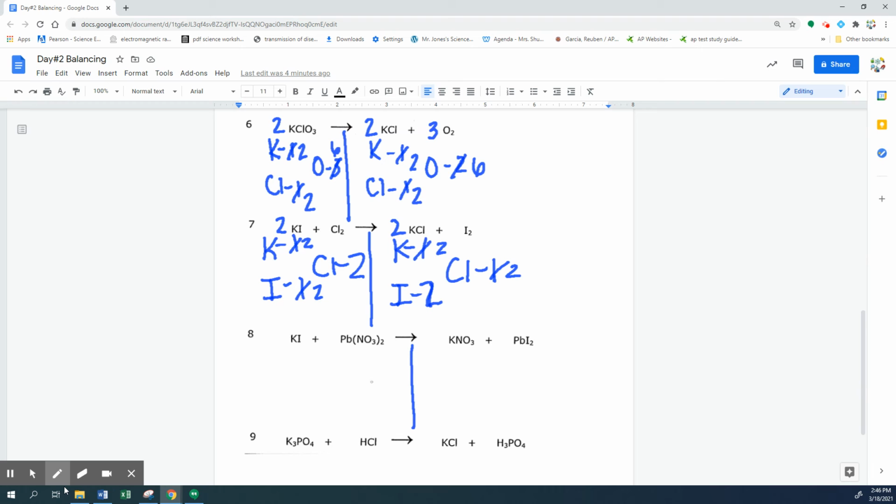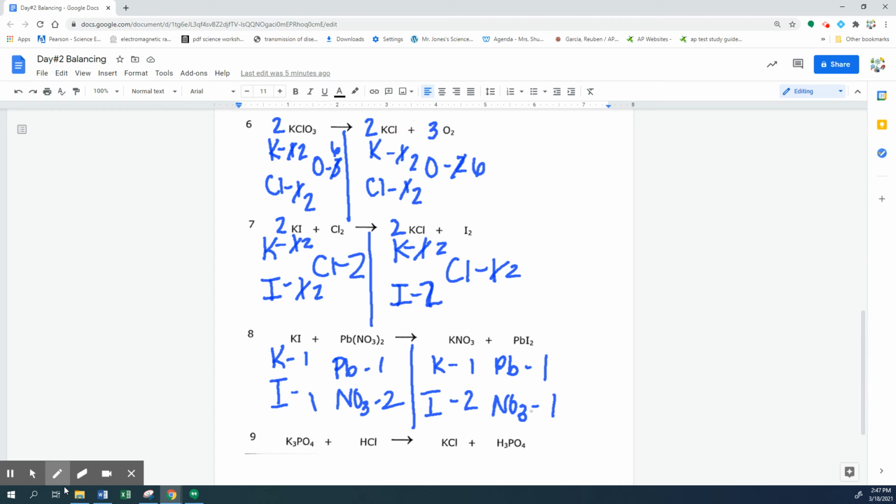For number 8, I have potassium, iodide, lead, and nitrate. On my product side, I have the same. My iodides do not balance, and my nitrates do not balance.